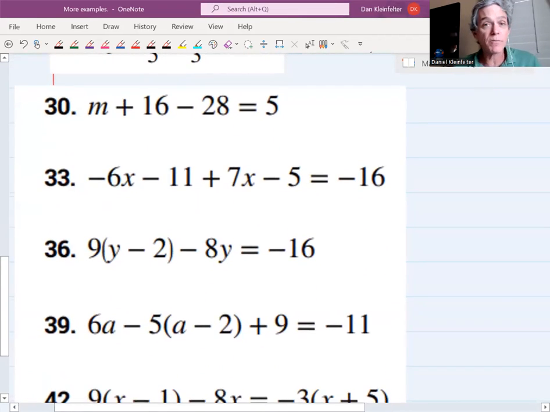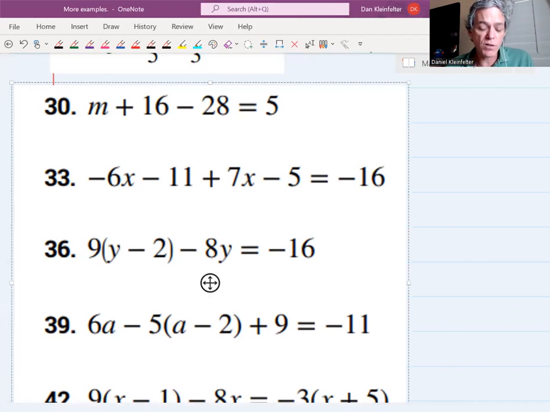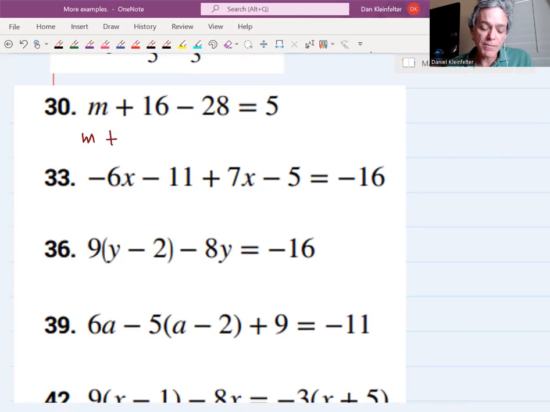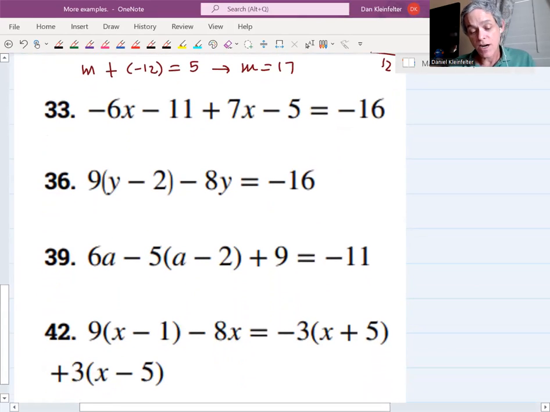Okay, down here we see some a little more exciting. There's more to do. Number 30, we have a little simplification to do first. We'll have 16 minus 28 to do. So 16 minus 28, we'll figure that out by taking 28 minus 16. When we're adding together two numbers that differ in sign, we need to subtract their absolute values. That will give us negative 12. So m plus negative 12 is equal to 5. And so we're going to need to subtract the negative 12 from both sides, and that will give us an m of 17.